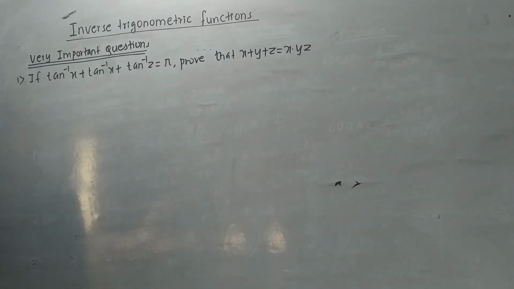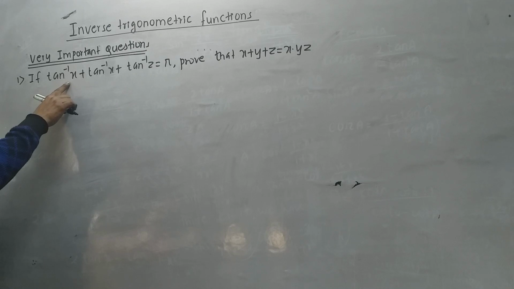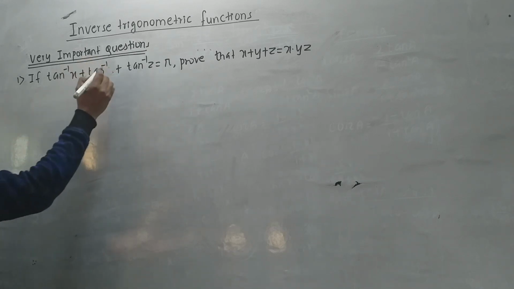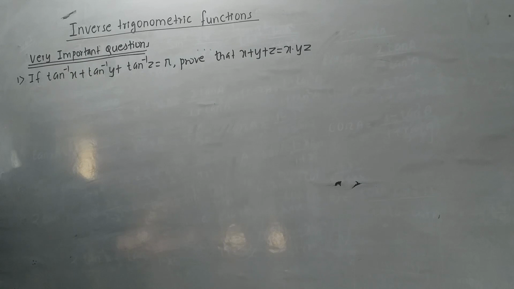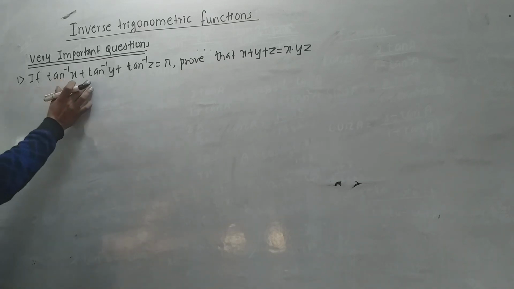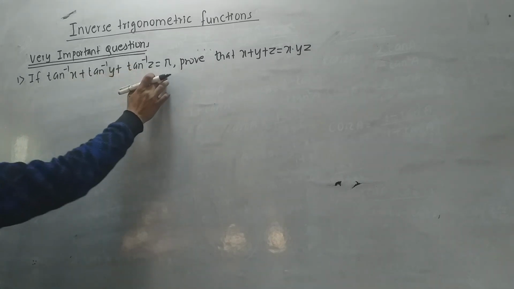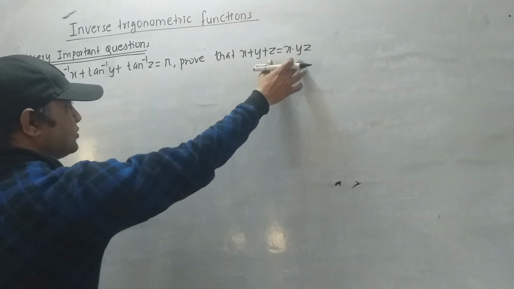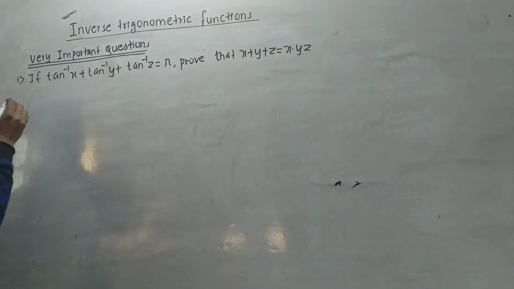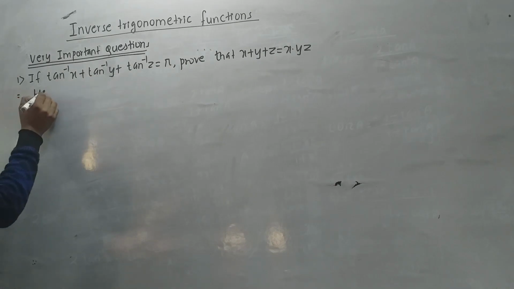Now we are dealing with frequently asked questions here, very, very important questions. The first one: if tan inverse x plus tan inverse y plus tan inverse z equals pi radian, or you can say 180 degree, prove that x plus y plus z equals xyz. So you are given the condition, and you are asked to prove x plus y plus z equals xyz. So this is our provided condition. Let me use the provided condition here.